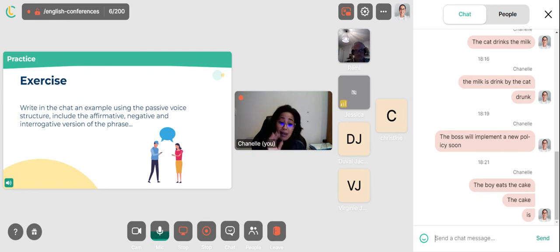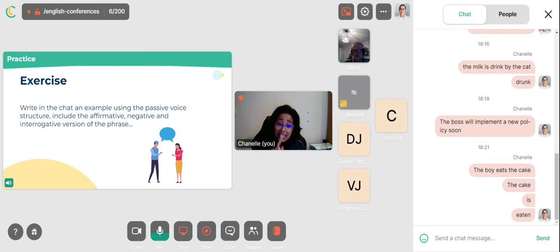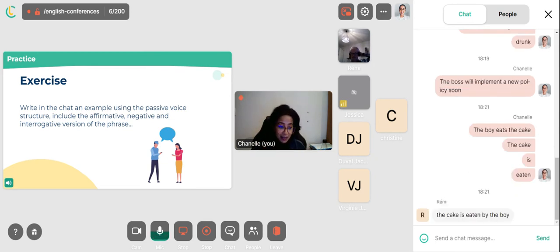Now I see my verb is eat. But if I think about the conjugation of the verb eat, the boy eats. Yesterday, the boy ate. So c'est le troisième groupe que j'ai besoin. I need the third group. The cake is eaten. And now I need my agent. The cake is eaten by the boy. Exactly. Thank you so much, Remy. That's exactly how we use it.